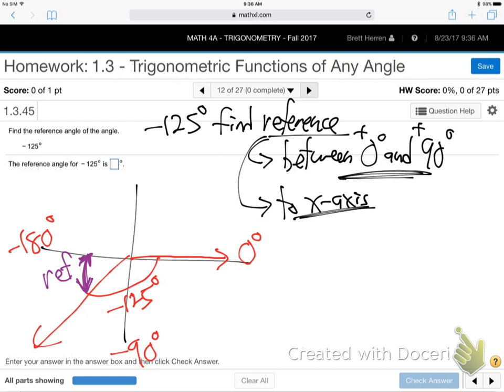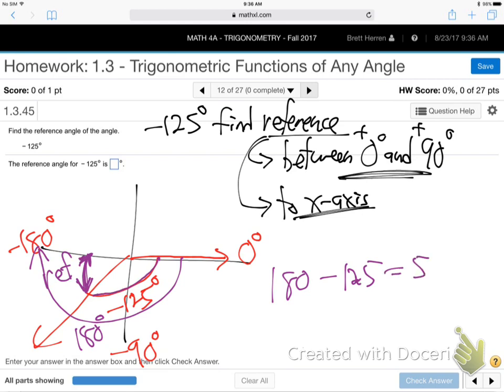So how do I find that? What are we going to do? Yeah, I like that. Because we know all the way to here is 180. You don't need to worry about negatives and positives. You know that's a 180 degree swing, right? 180, take away 125. Take away this part, and you'll get the leftover. What is that, 55? Reference angle must be 55. Does that make sense?